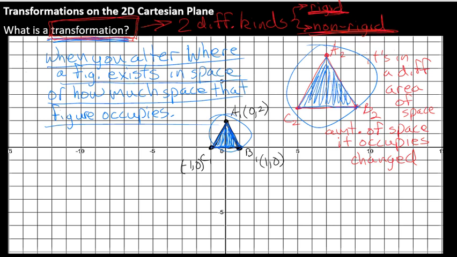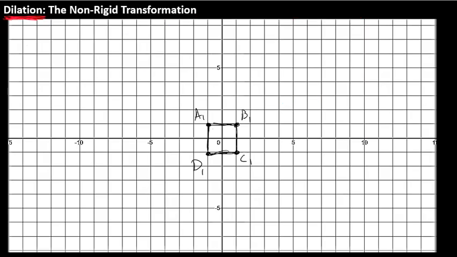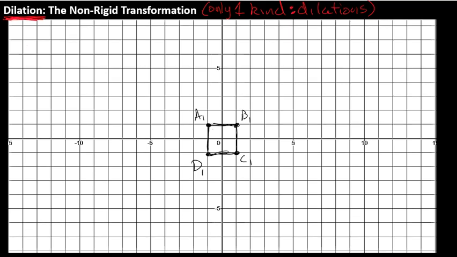Okay, the non-rigid is what we're going to focus on today. And I'll go ahead and come out and say it. There's only one kind of non-rigid transformation, and that is dilations. So non-rigid transformations, the only kind is dilations.